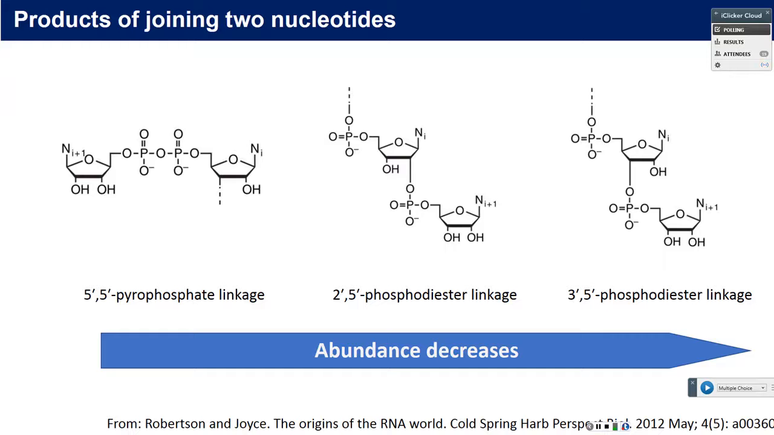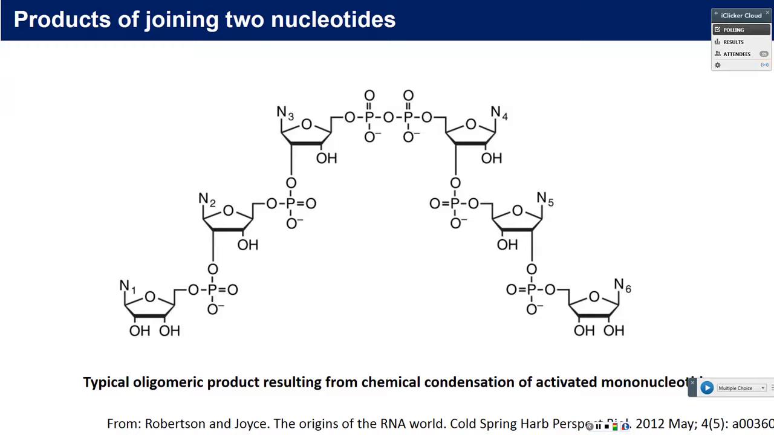Remember, this is what we want, right? This is what we want. But it's easier to form this and this than that. So in a typical oligomeric reaction, this is the typical product you will have.